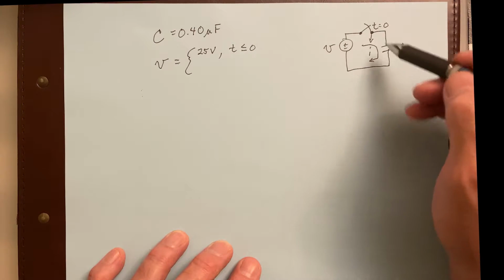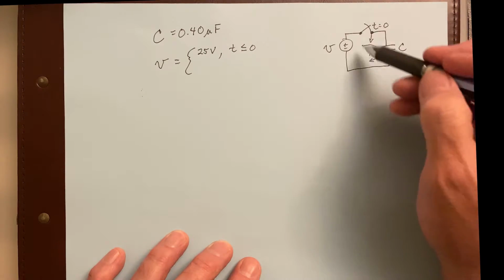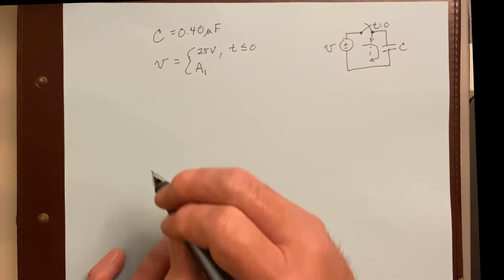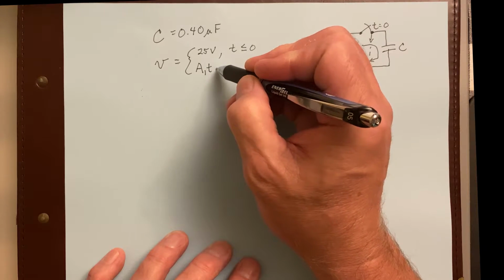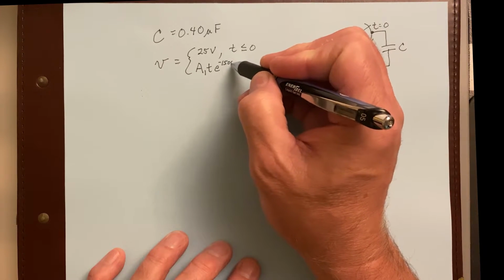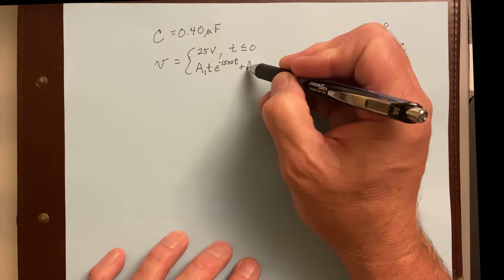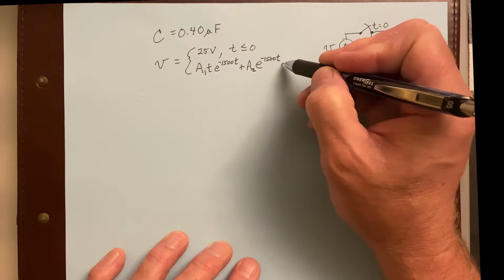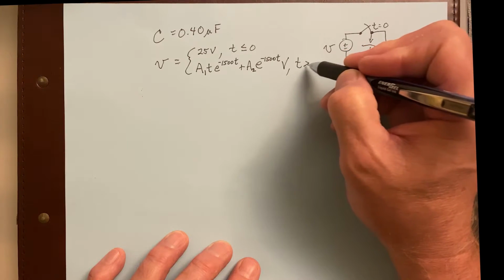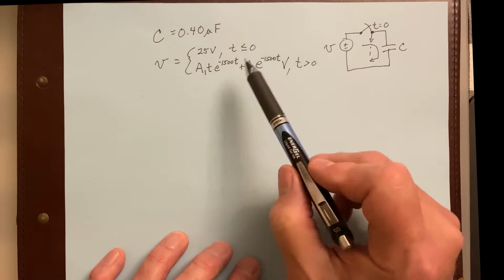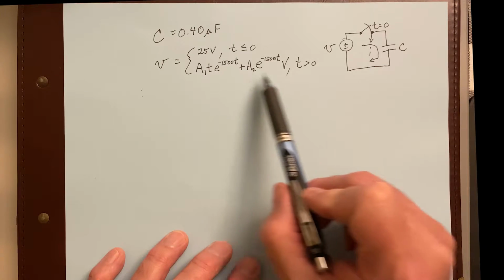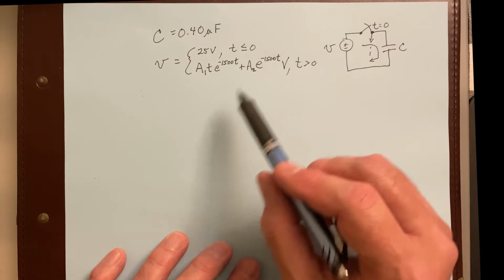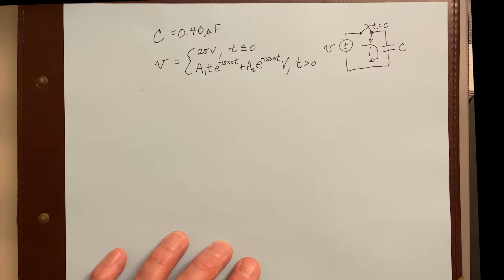However, afterwards, and let's say that this simple circuit is a little more complicated, we're going to get an equation that looks like this. We're going to have a coefficient, which we'll call A1, times t e to the negative 1500 t plus A2 e to the negative 1500 t volts, and that is for t greater than 0. Okay, so before 0 it's 25 volts. After 0, the voltage across the capacitor is given by that right there.